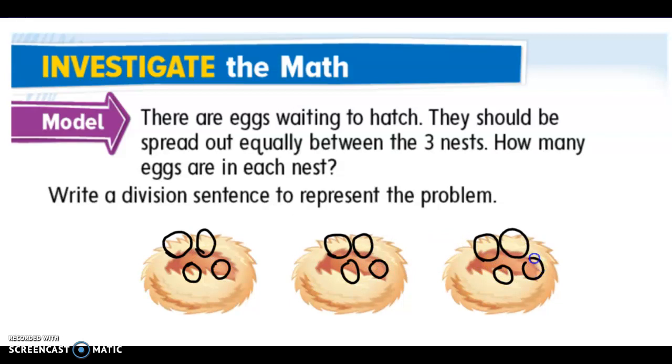So now we can see how many eggs we have. 1, 2, 3, 4, 5, 6, 7, 8, 9, 10, 11, 12. So we can say we have 12 eggs divided into 3 nests equals how many in each nest? 1, 2, 3, 4. So the division sentence being shown by this problem is 12 objects, in this case eggs, divided into 3 nests equals 4 in each one.